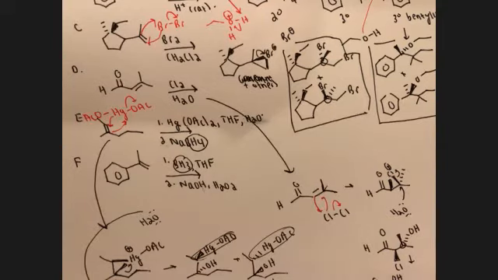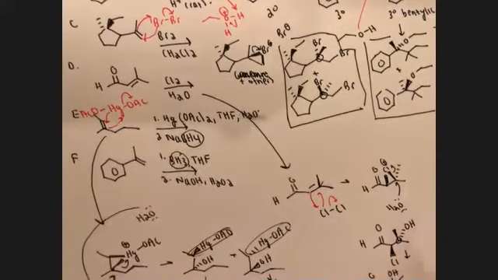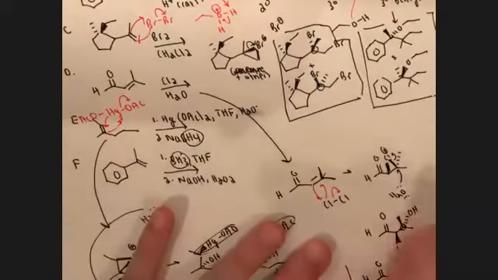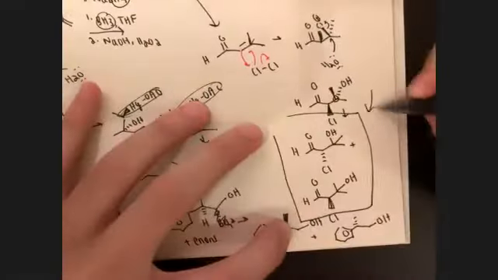Anybody have any questions? Sorry, I can't see the product for D. Where was D again? D should be here. Okay, so D should be here. I circled this one, that's D. Anybody else?